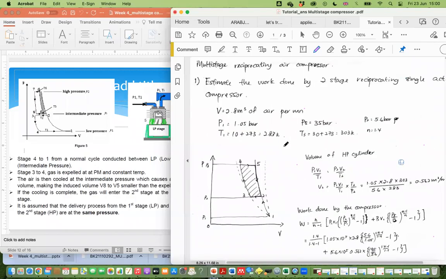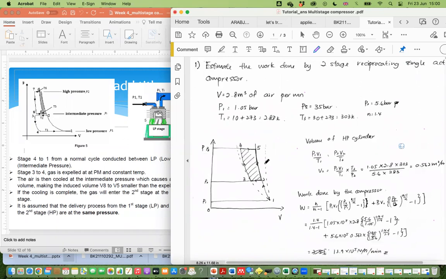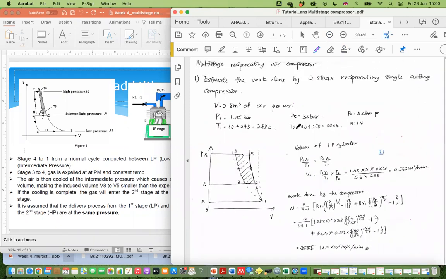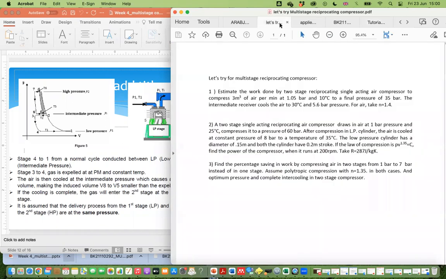Hi everyone, this is the multi-stage air compressor tutorial discussion. If you realize, I think there are 3 questions given for the multi-stage. So for the first question, you will notice that the number is slightly different compared to the tutorial that I gave to you.